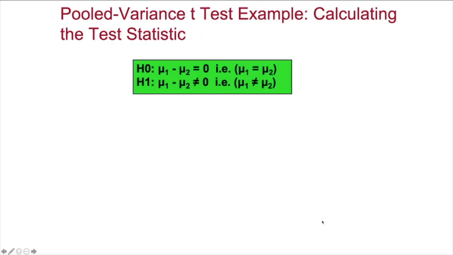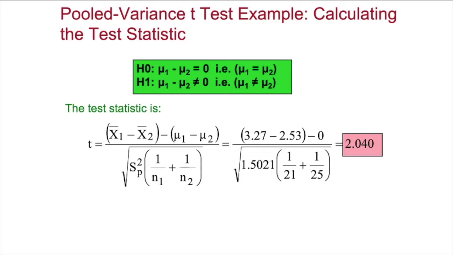So first things first, what is our hypothesis? Well, our H0 is going to be mu1 minus mu2 equals 0, right? Meaning we're trying to test whether mu1 is equal to mu2 versus H1, which is that they are different. So we have a test statistic, which is computed with this formula that I just showed you.